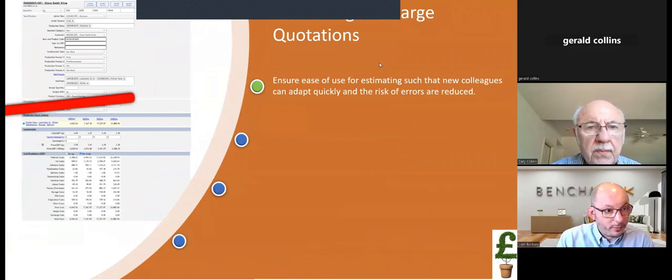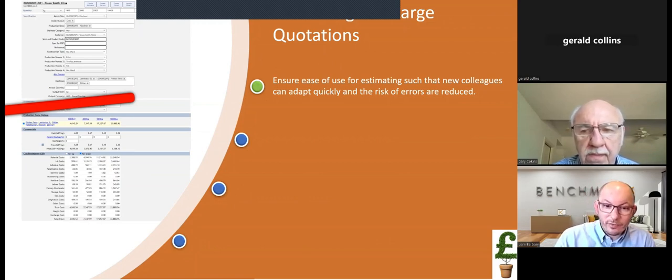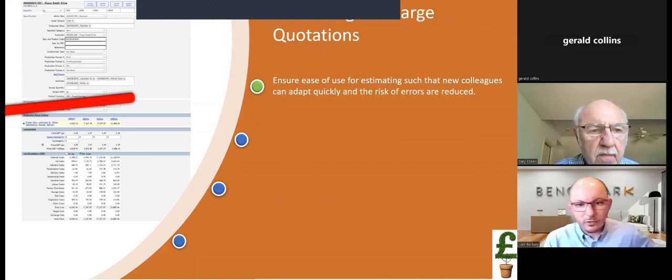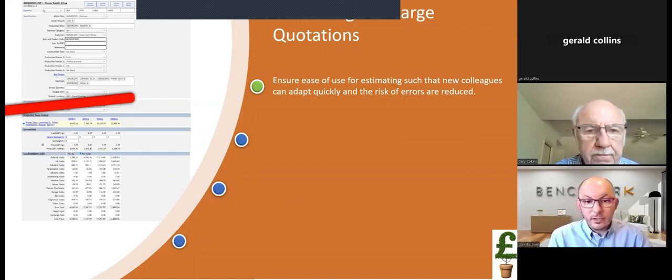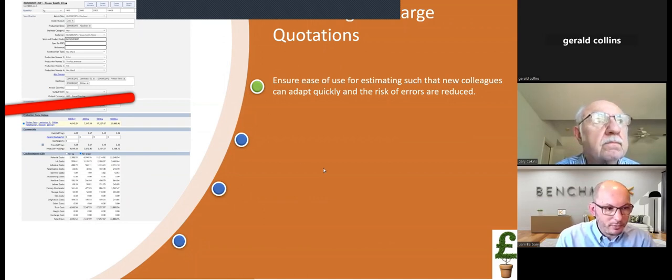Then you talk about large tenders. So we talked about this a little bit already. Make sure your system has an ease of use for estimating, such that new colleagues can adapt to it quickly and the risk of errors can be reduced. Again, it's something that we see a lot. The guy that built the spreadsheet, who's now left the business, he was perfect at it. But now the new guy comes in, and I don't know if you've ever picked up somebody else's spreadsheet before, and it's a large complex one. It's just difficult to use. So make sure before people leave the business, things are very, very well documented. Even better, try and use a software package where you can, because you know that software company will always be there to help guide and support.